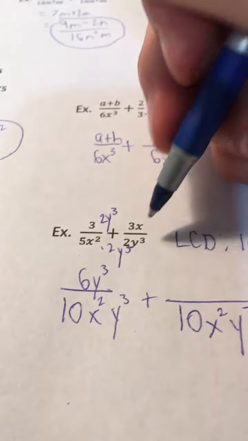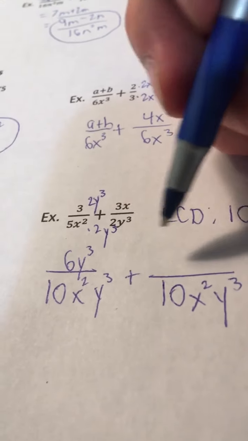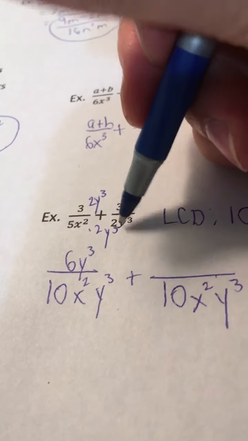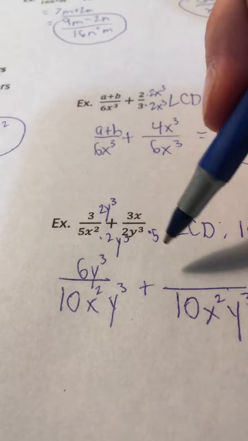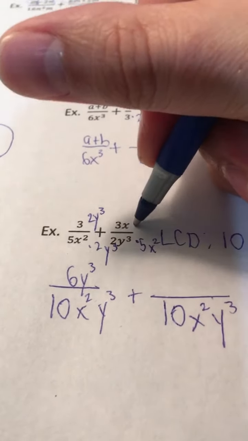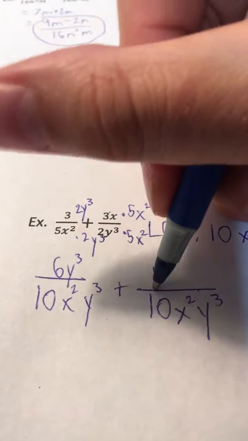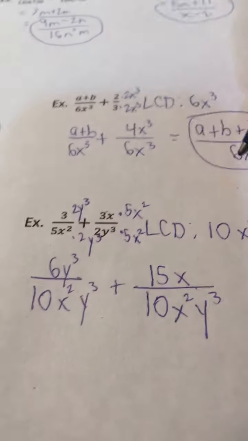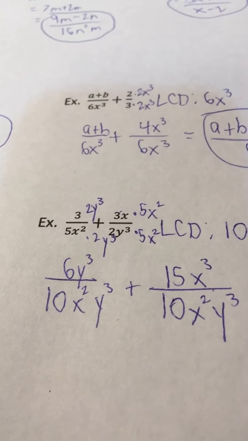All right, and then second fraction, 2y to the third, I need 10x squared y to the third. So I have the y to the third. 2 times what will give me 10? Times 5. And then what else is missing? X squared. So 5x squared. Multiply top and bottom by 5x squared. So 3x times 5x squared going to give me 15x to the what? To the third. X times x squared. It's x to the third.